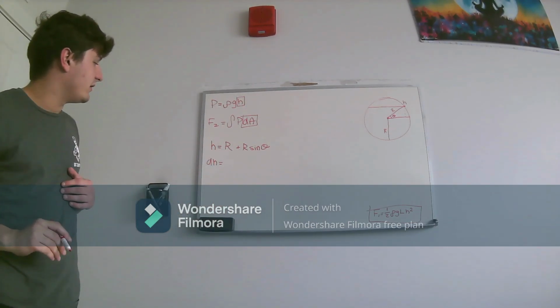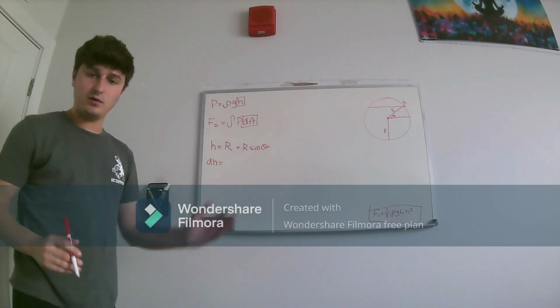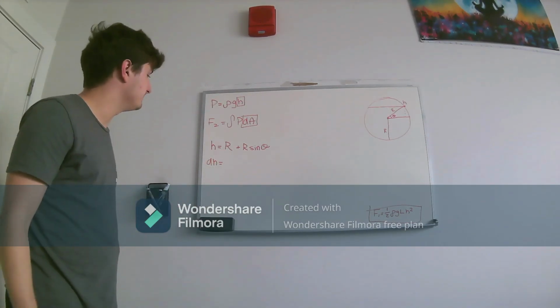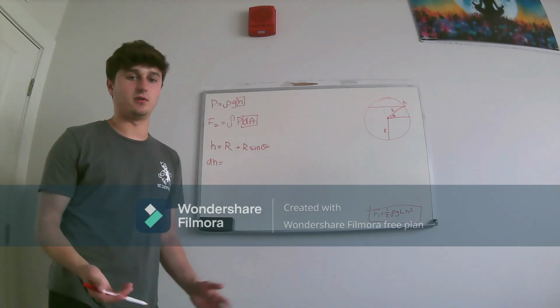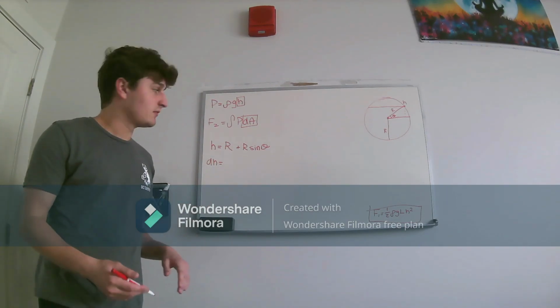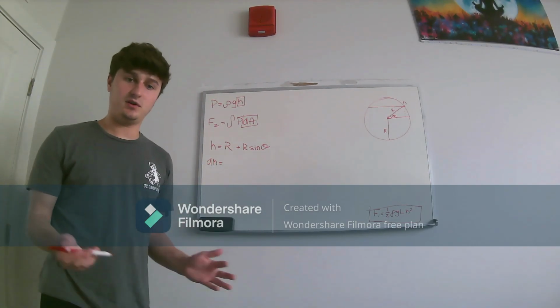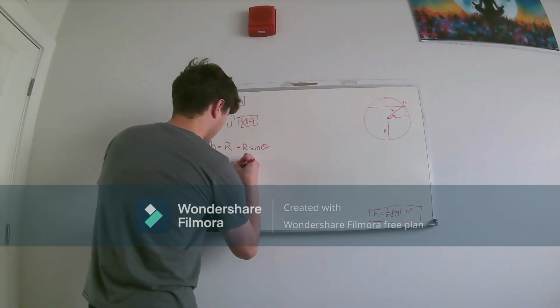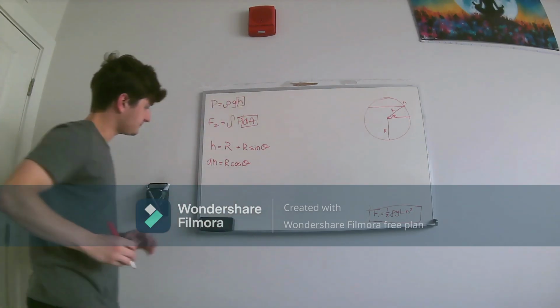So our differential height is going to be equal to the derivative of this. Now, what is the derivative of this? This R value is a constant. What's the derivative of 1? It's going to be 0, so forget about that. R sine theta. Well, we know that the derivative of sine is going to be cosine. So what we're going to be left with is R cosine theta.